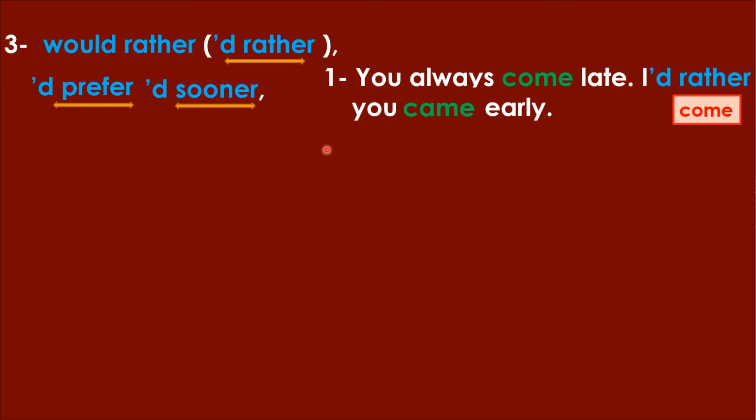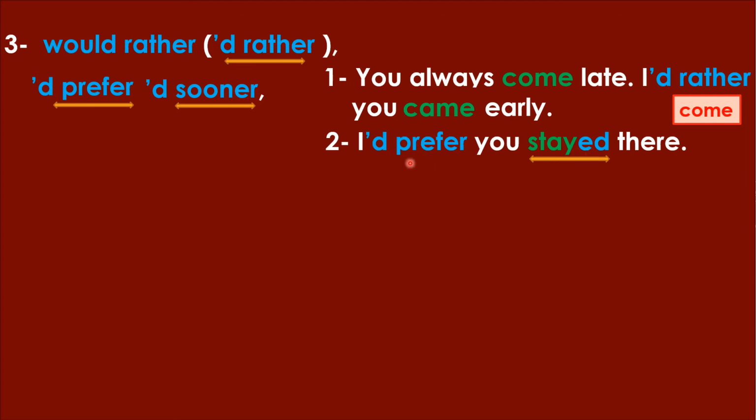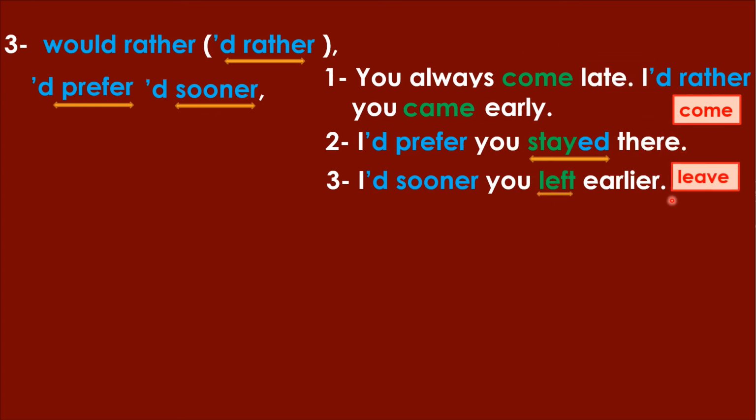Okay, let's have a look at some other examples. Here, for example, I prefer you stayed there. If you look at stayed, stayed is a regular verb, and stayed is the past form. We have ed here. Let's have a look at another example. I'd sooner you left earlier. If you look at left, left is the past of the verb leave. So leave is the infinitive form 1, left is the past form 2.